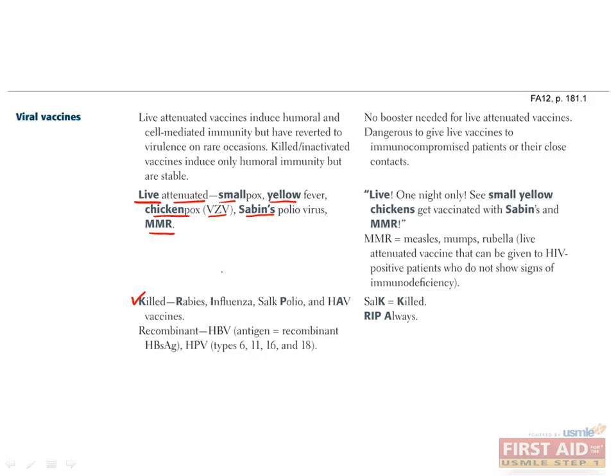This can create some classic boards questions, which expect that you know the difference between inactivated and live vaccines, so that you can make the appropriate recommendations regarding preventative vaccine care in immunocompromised patients. Killed or inactivated viral vaccines include rabies, influenza, the Salk polio, and hepatitis A viral vaccines.